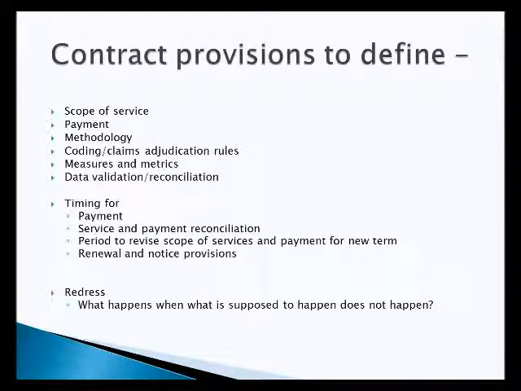Contract provisions that I would encourage: definition, of course, scope of service, the payment, the methodology behind that payment, whether codes are being paid on a coding and a claims basis, what are the adjudication rules. As mentioned, the measures and metrics that may also go into it, whether it's reducing readmission rates or hitting certain aspects of any quality measures, making sure that those measures and metrics are clearly defined. Opportunity for data validation and reconciliation. What are those opportunities? Then the timing for payment, for service and payment reconciliation for a period of time to revise the scope of services and payment for additional terms, and what are those renewal and notice provisions.